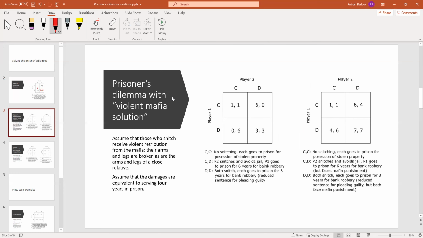This is the prisoner's dilemma with a violent mafia solution. So, the mafia has solved this problem. They've solved it through the exercise of violence. So we assume that those who snitch receive violent retribution from the mafia. Their arms and legs are broken, as are the arms and legs of a close relative. And we assume that these damages are equivalent to serving 4 years in prison. It's like a really bad injury. Okay.